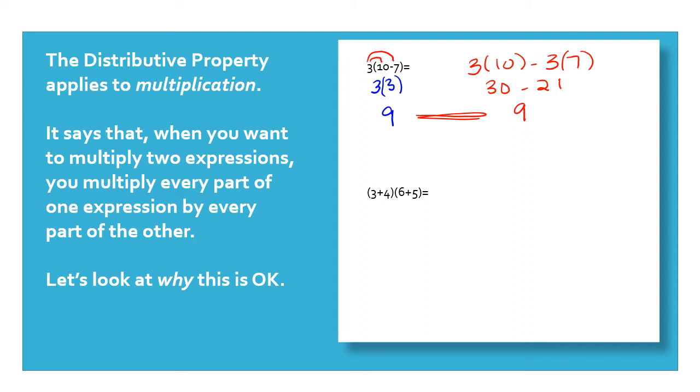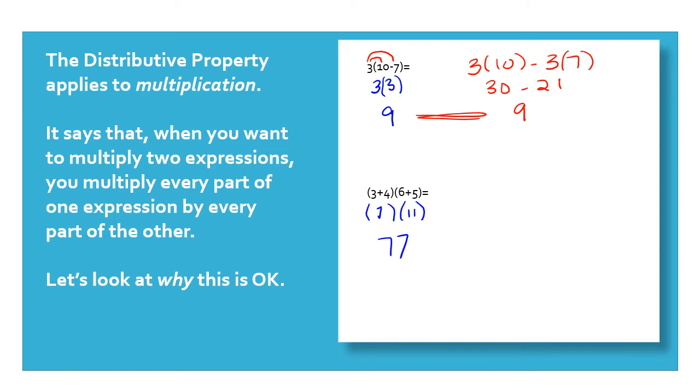Now, it's kind of silly to distribute with integers when it's really easier just to add what's in the parentheses. But when you're talking about expressions with variables, sometimes you can't add. So let's look at another example where each expression has two terms in it. Regular PEMDAS tells me to do 3 plus 4 is 7, and 6 plus 5 is 11. So 7 times 11 is 77.